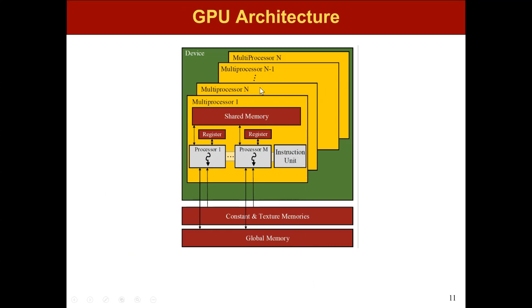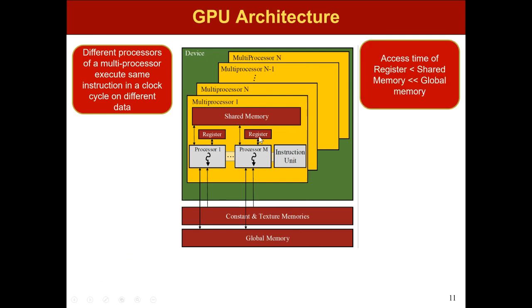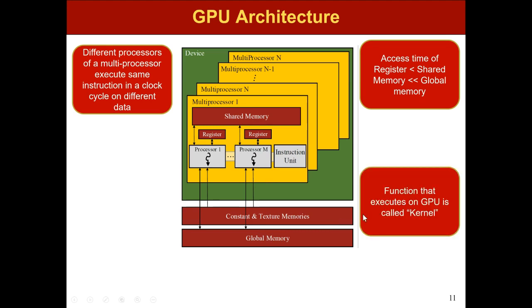A GPU consists of a series of multiprocessors, where each MP again has many processors. Different processors of an MP execute the same instruction in a single clock cycle on different data. Then there is also a memory hierarchy of registers, shared memory, and global memory, with the access times increasing in that order. Now, a function that executes on a GPU is called a kernel.